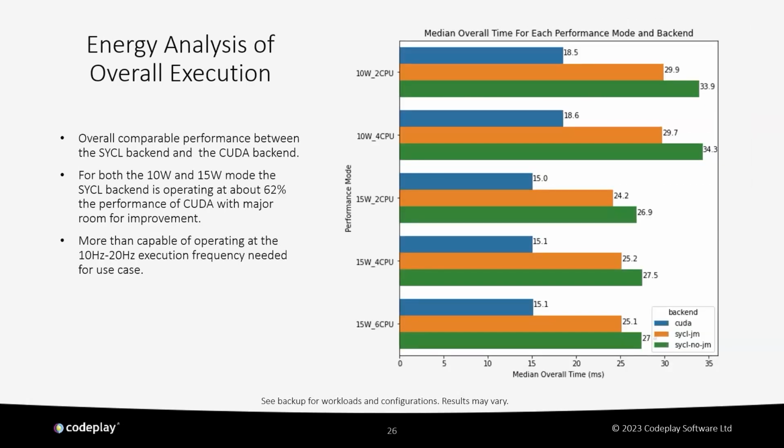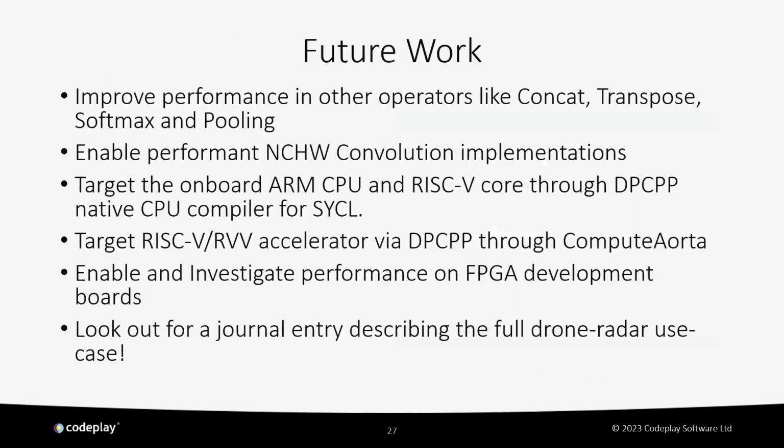And here we can see the results for the memory usage overall. Like I said before, there wasn't much difference when you enabled or disabled CPUs, besides the fact that the 2 CPU mode was just slightly the best for all of them. And yeah, so overall we found that for either the 10-watt mode or the 15-watt mode, we're more than capable of operating at the 10 to 20 hertz execution frequency that we needed for our use case. And yeah, that's it.